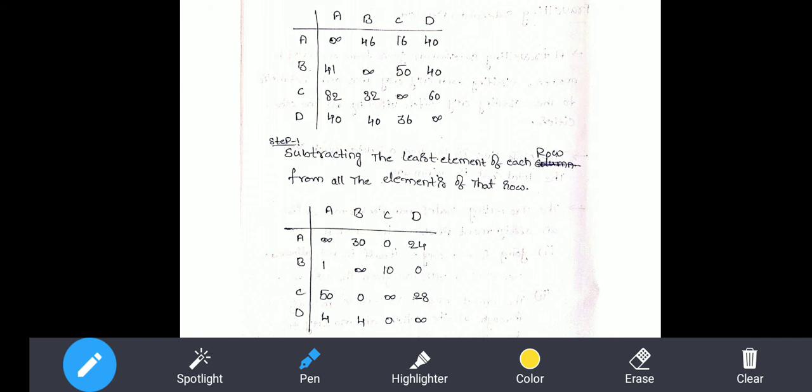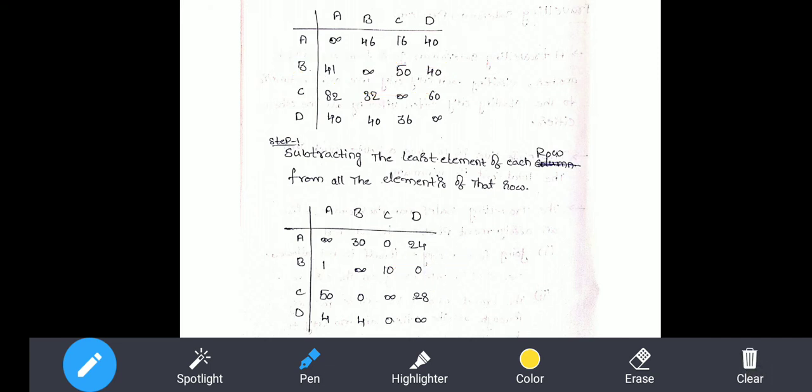In the same way, for the B row, the least element will be 40. 40 will be subtracted from the remaining elements. 40 minus 41, that is 1, infinity. 40 minus 41 means the difference I am writing here; we should consider the positive only. Next, 50 minus 40 is 10, and 40 minus 40 will be 0.